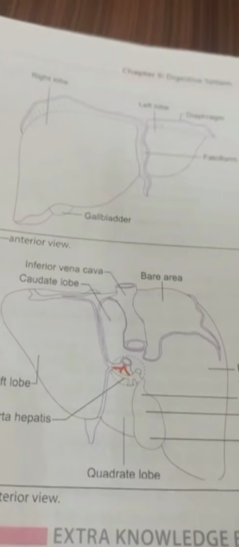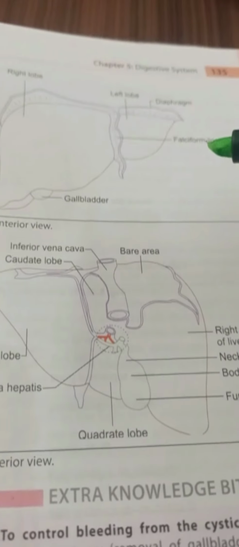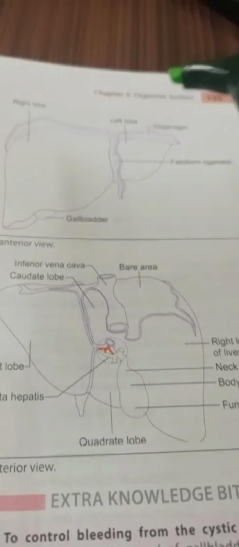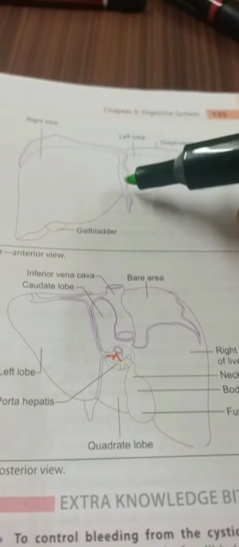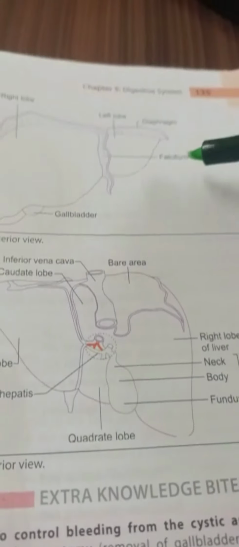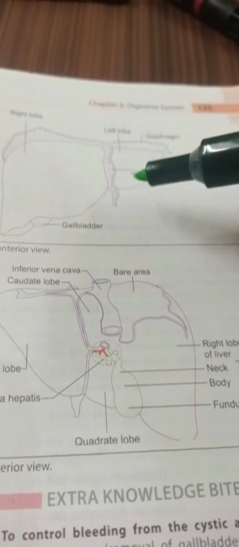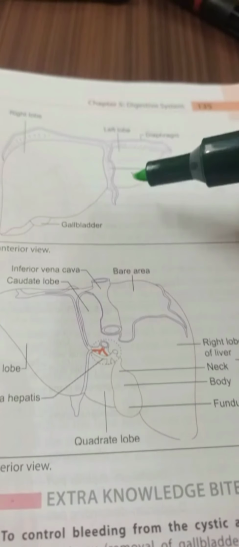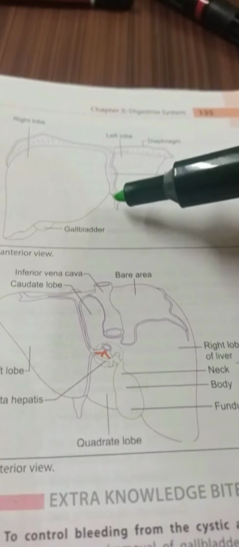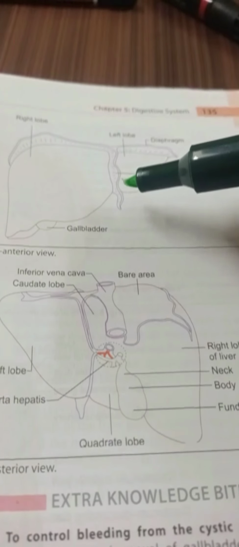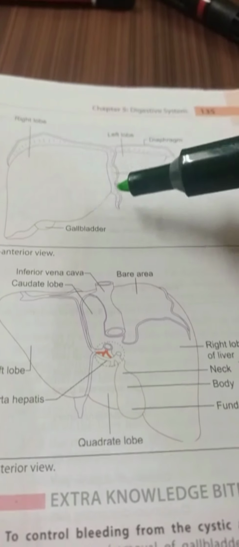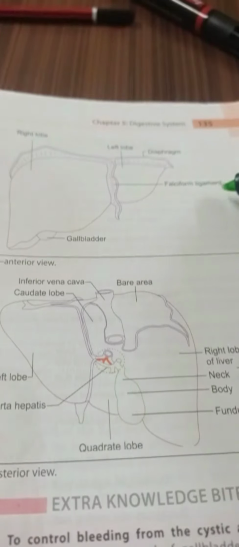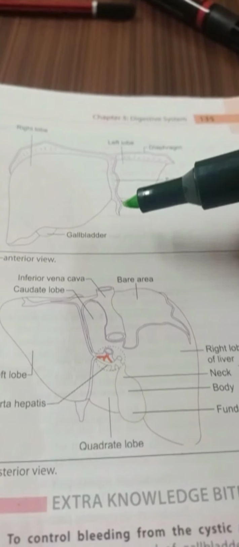So now coming to the different peritoneal folds of the liver, meaning the different ligaments of the liver. First one is the falciform ligament, and in this we have the ligamentum teres, that is the round ligament. That is the remnant of the left umbilical vein. So this is the falciform ligament and it has the ligamentum teres, that is the round ligament.